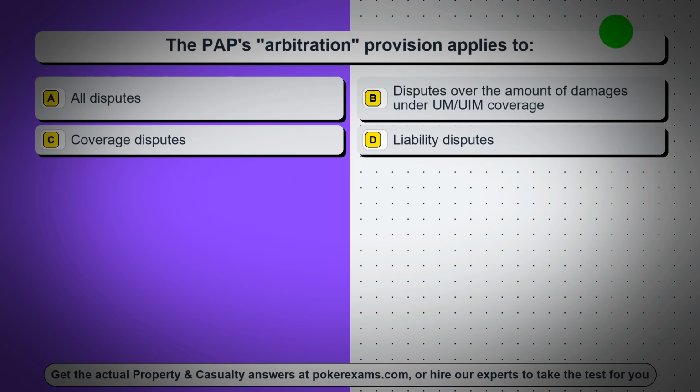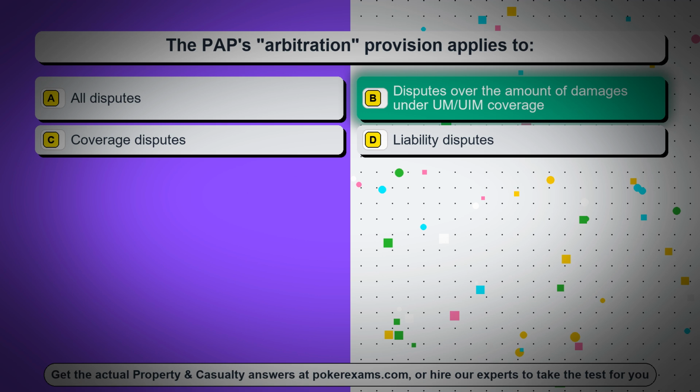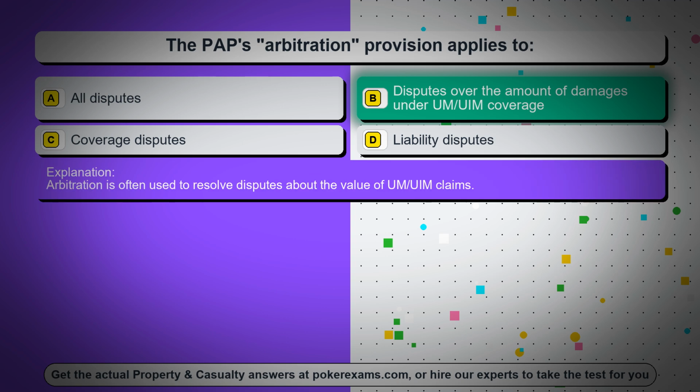Question 58. The PAP's arbitration provision applies to: Option A, all disputes. Option B, disputes over the amount of damages under UM/UIM coverage. Option C, coverage disputes. Option D, liability disputes. The correct answer is option B, disputes over the amount of damages under UM/UIM coverage. Arbitration is often used to resolve disputes about the value of UM/UIM claims.